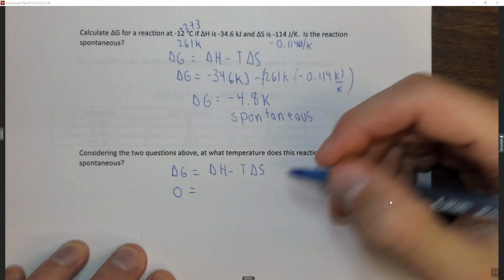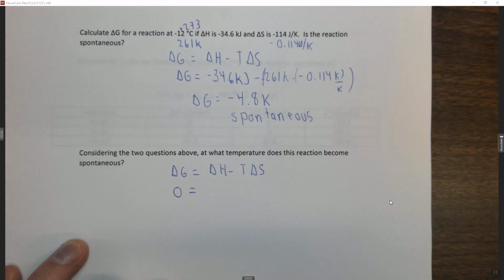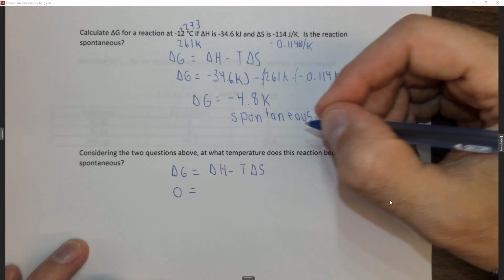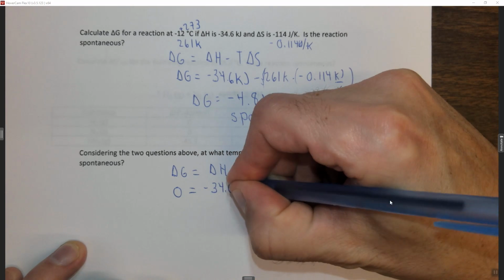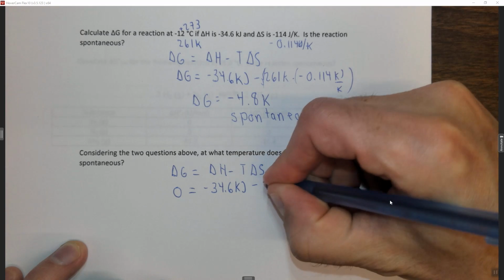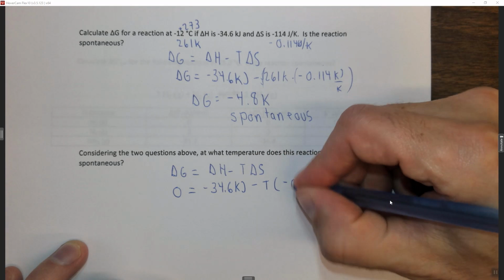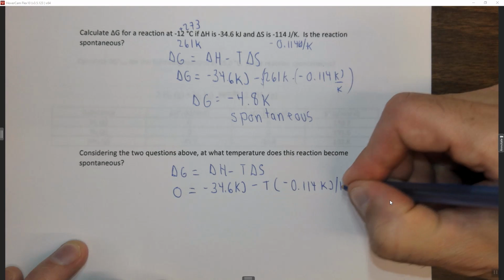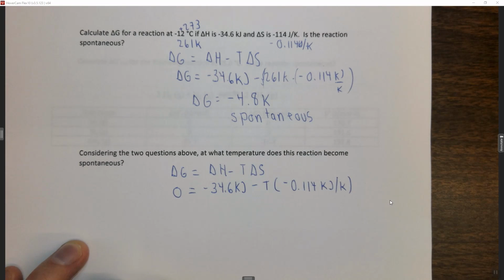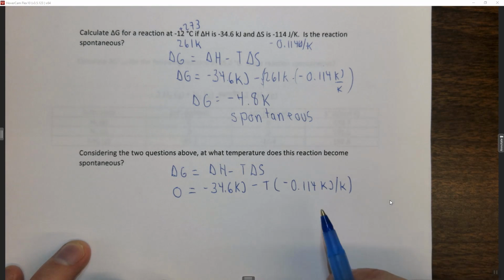So now we can plug in our numbers where T is our variable. So if we look at this, the delta H is going to be minus 34.6 kilojoules minus T, which is the variable, times minus 0.114 kilojoules per K. All right, so this is how we're going to do this particular question. Now, what we need to do is solve for T.